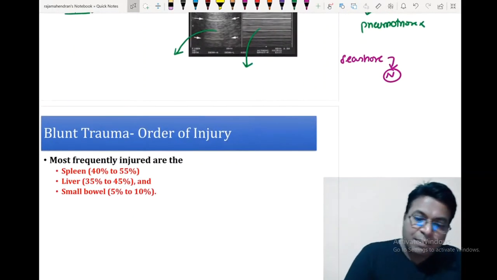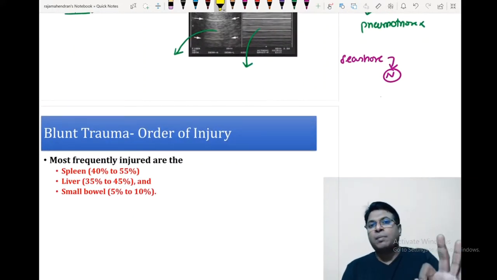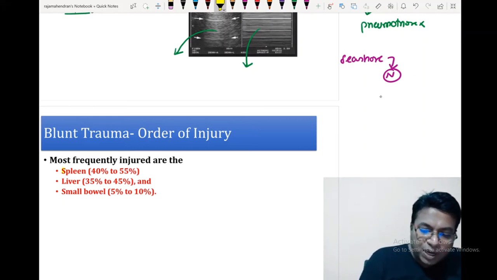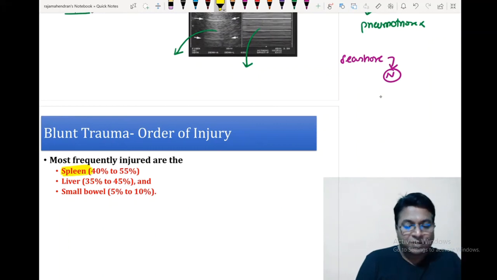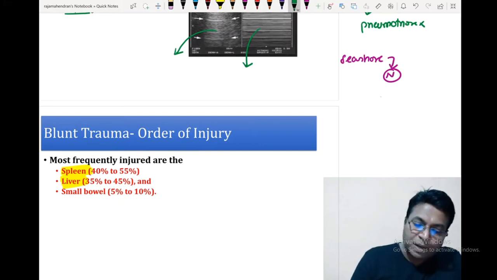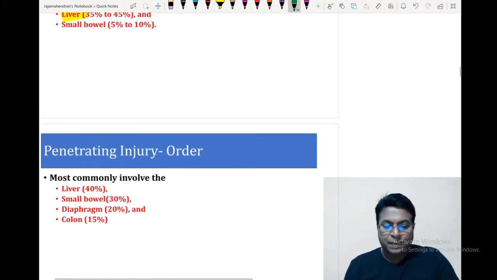So for the FMG exam, I want you to remember what is the most common organ injured in the abdomen in each injury. In a blunt injury abdomen, the most common is spleen followed by liver. Only remember one organ, the first organ, don't forget. So the most common organ injured in blunt injury abdomen is spleen followed by liver.